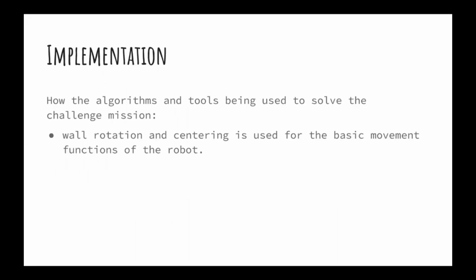Implementation: how the algorithms and tools were used to solve the challenge mission. The wall rotation and centering is used for the basic movement functions of the robot. The trap avoidance and speed were used to optimize and maximize the score earned by the robot.